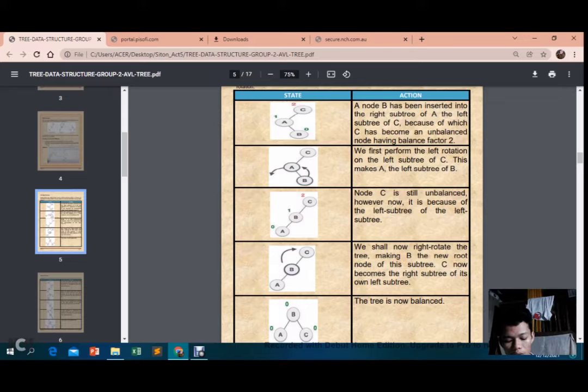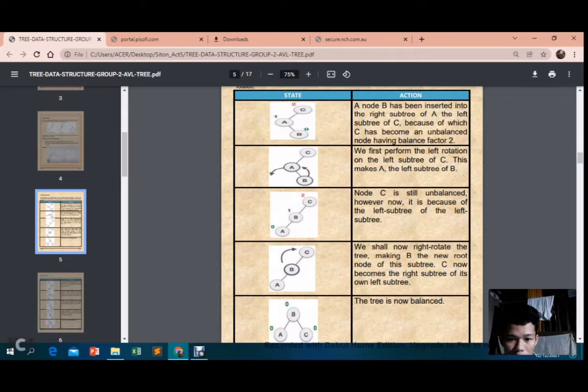Now let's go to this image. In this image, a node B has been inserted into the right subtree of A and the left subtree of C, because of which C has become an unbalanced node having a balance factor of 2. And now let's go to the second image. In this image, we first perform the left rotation on the left subtree of C. This makes A the left subtree of B.